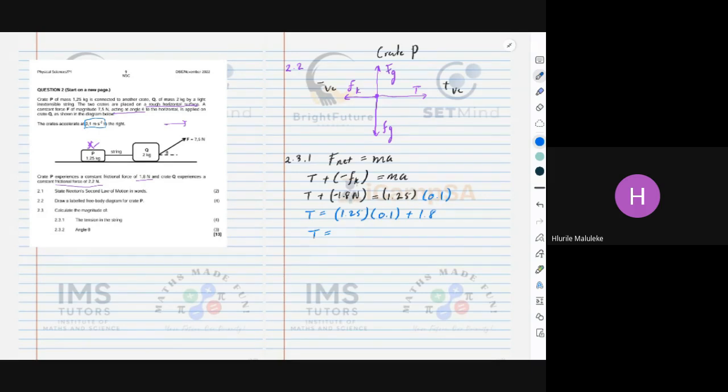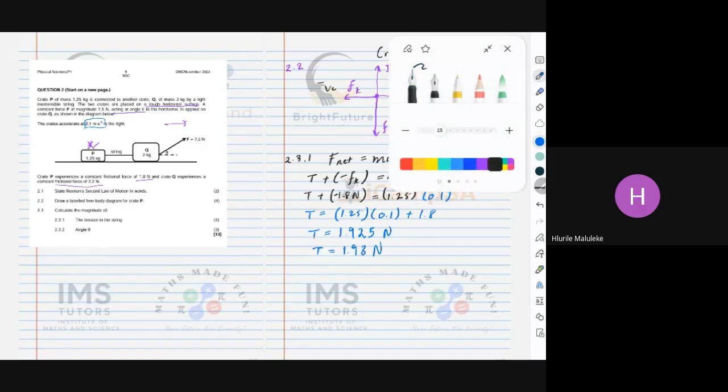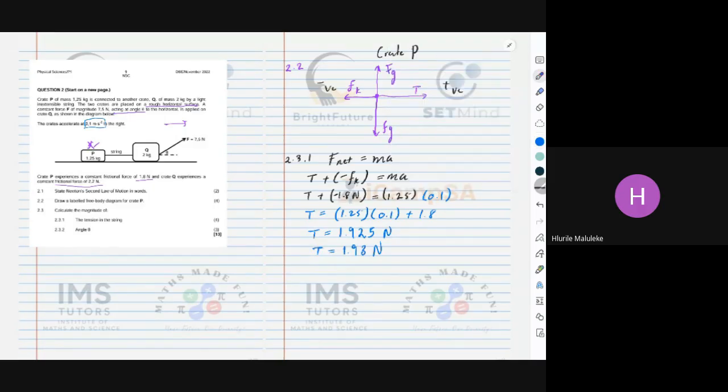Okay, 1.25 times 0.1 plus 1.8. You should have your 1.925 meters per second squared, but convert it to decimal places. So that would be T, this here, 1.93 Newton. Okay, so this is the final answer here.